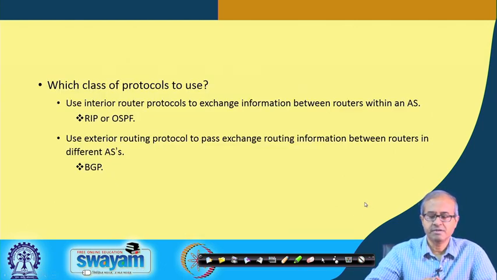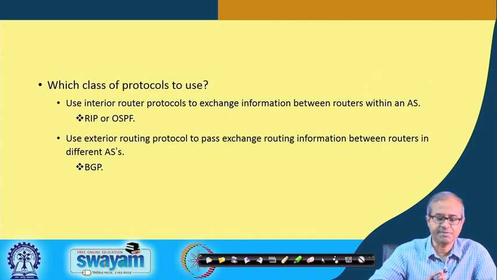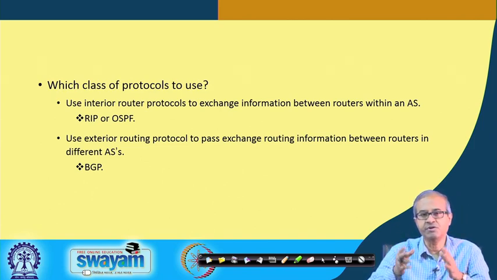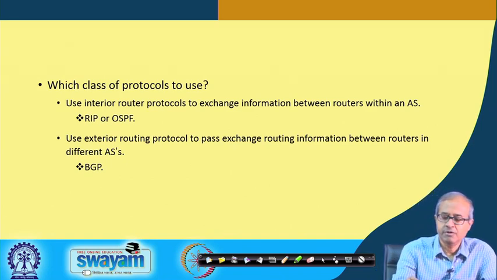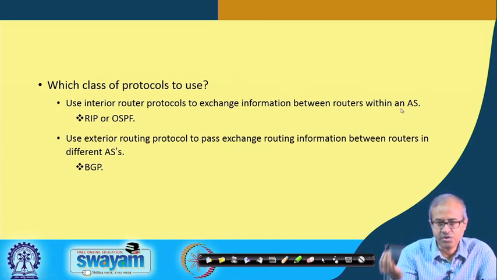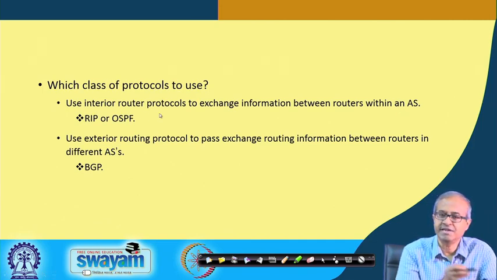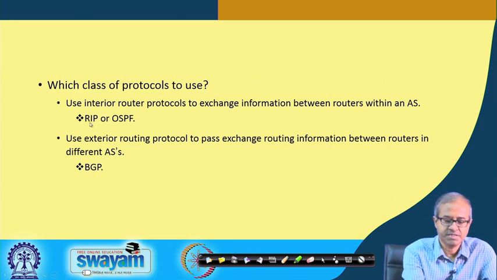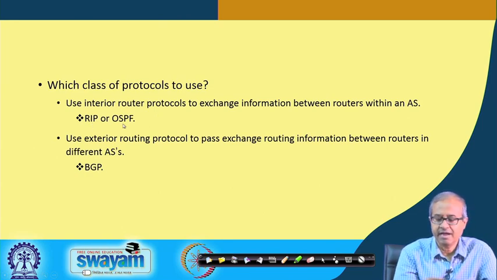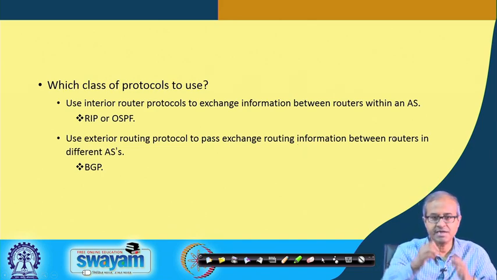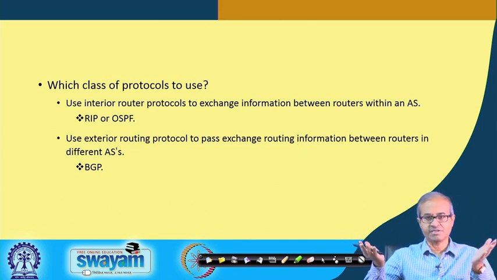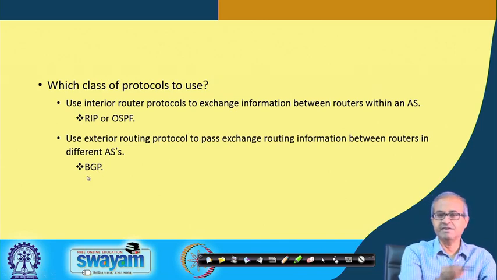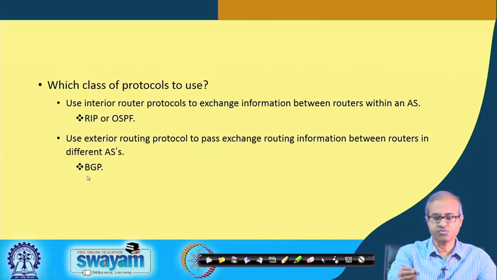All right. This already I have mentioned, I am just repeating once more, which class of protocol you need to use for a particular scenario. Well, for routers within an autonomous system, you use interior routing protocols, RIP or OSPF, and to exchange routing information between routers in different autonomous systems, you use exterior routing protocol like BGP. This is what we use.